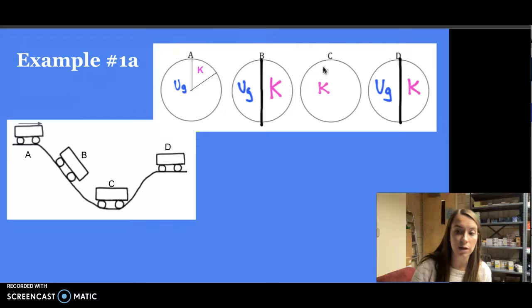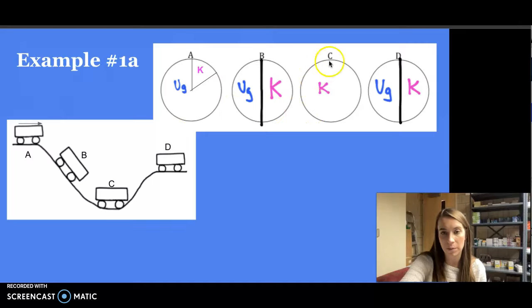That's an important thing we're going to do in problems: we're always going to set the bottom of the problem to be where UG is equal to 0. That might not necessarily be a height of 0, right? There might be something below that. But if that's the lowest point the cart goes, let's call that 0 for problem solving purposes. And you also notice B and D have the same gravitational potential energy. That's because they're at the same height, right? So B and D should have the same.